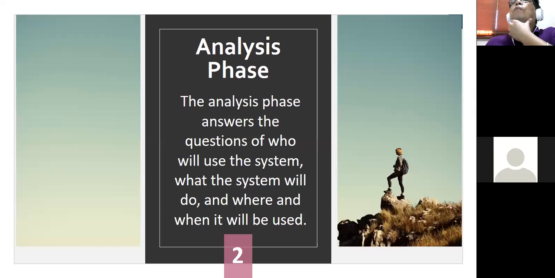Next is the analysis phase. Remember, this is the second stage or the second phase. During this phase, the project team investigates any current system, and they also identify the opportunities so that they can improve the project and make it better. And this is also the time when they develop a concept for the new system. So they answer the questions of who will use the system, what the system will do, and where and when it will be used.